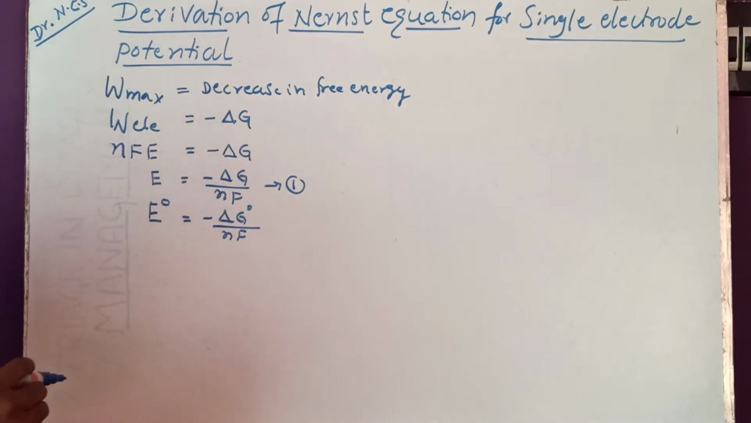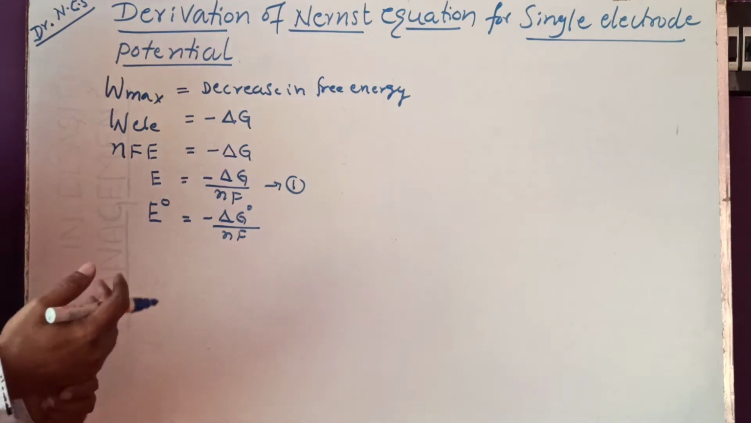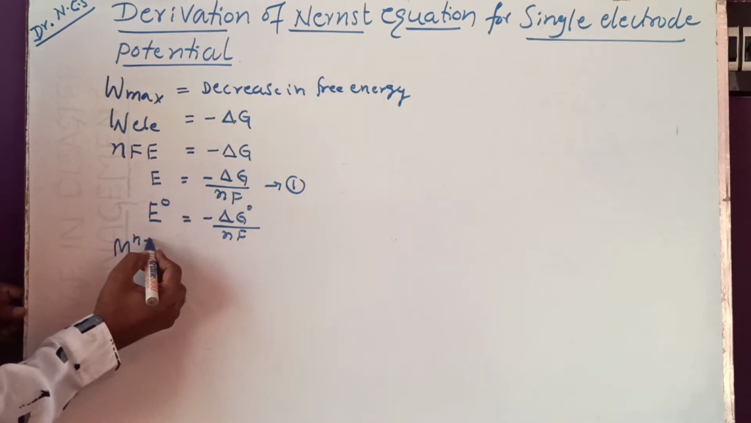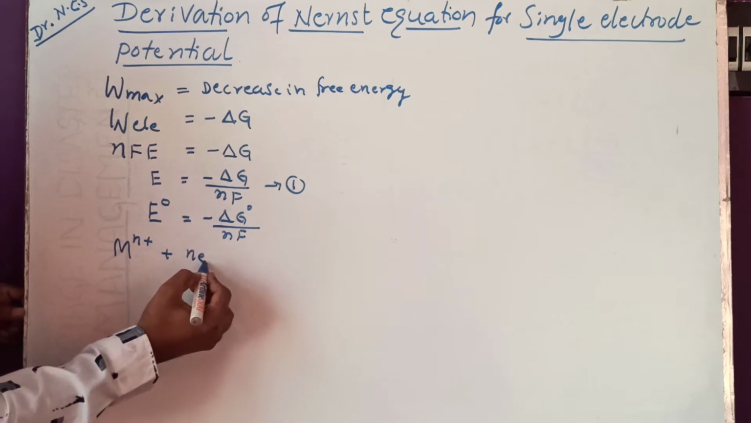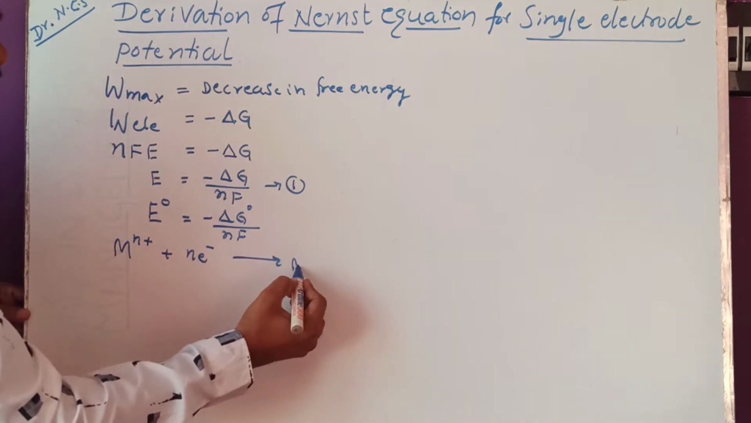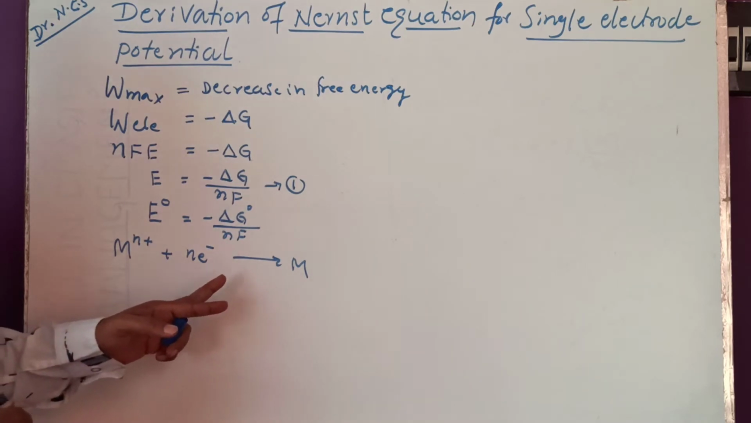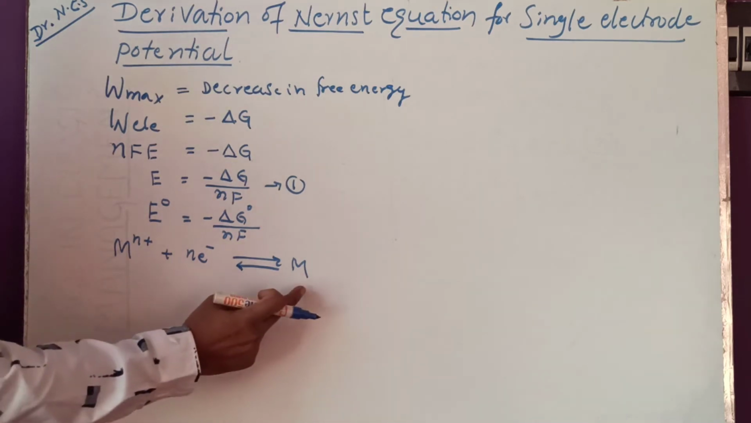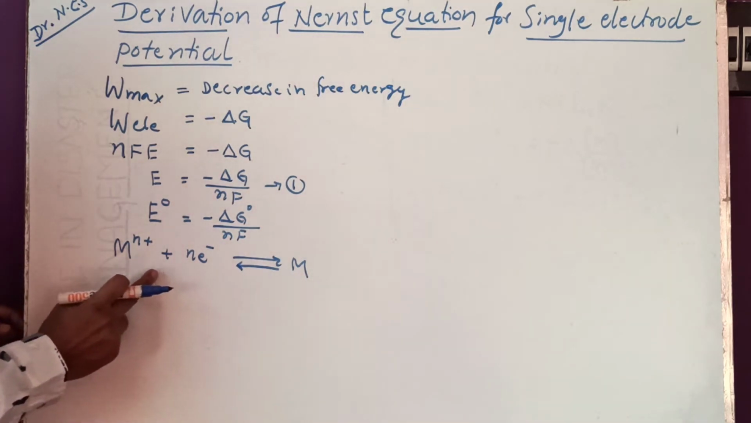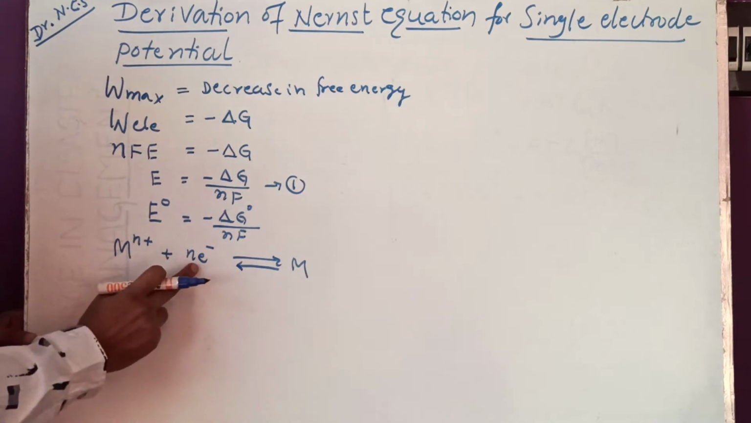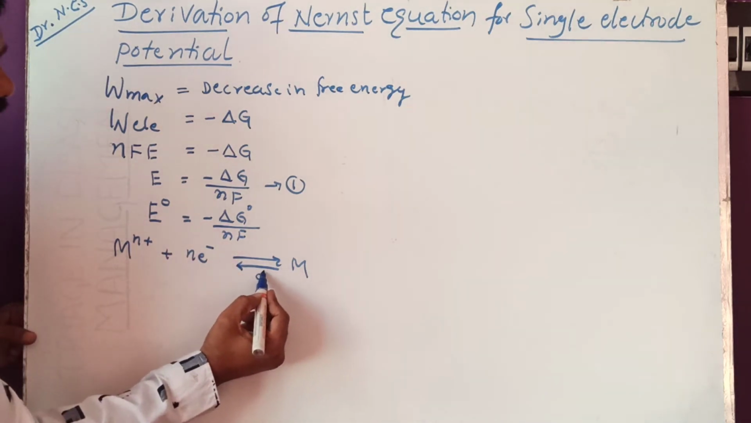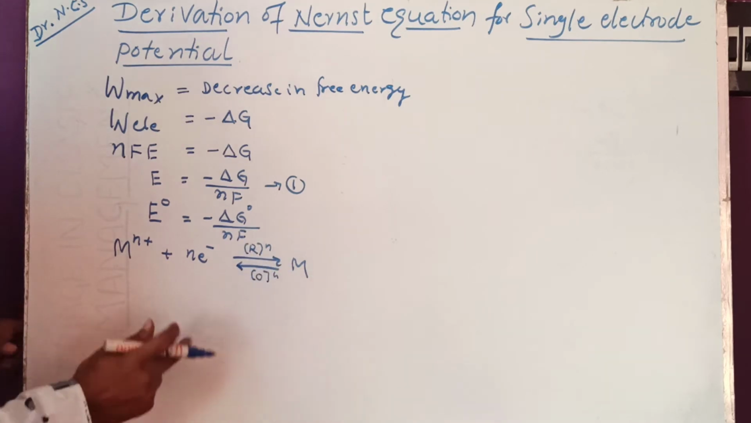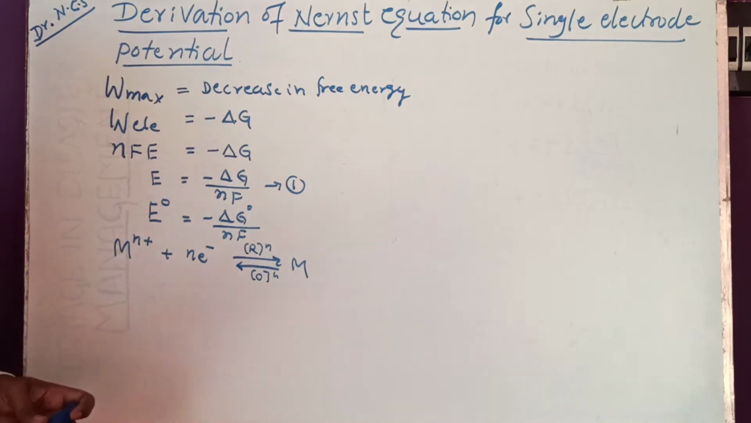Let us write a reversible electrode reaction where metal ions plus n number of electrons are reduced to metal. So this is an irreversible reaction. Let us write the reversible reaction. So that is, when metal atoms undergo oxidation, they release metal ions and n number of electrons. That is, the backward reaction is oxidation reaction and the forward reaction is reduction reaction. So this is a reversible electrode reaction.